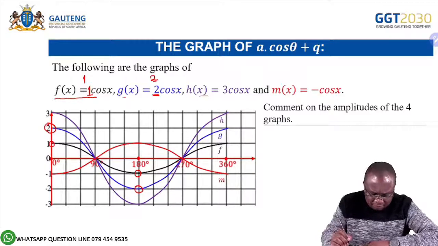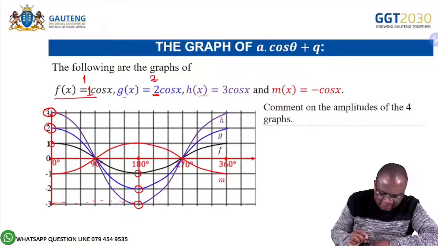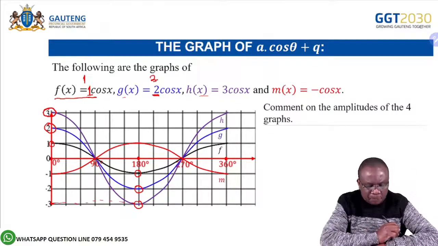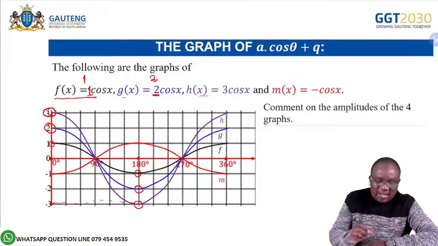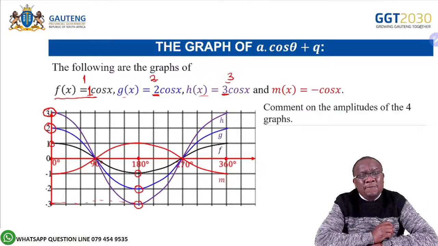Let's go to the purple graph, which is h of x. The maximum is 3. The minimum is -3. Do you see that I'm reading from here? You see that this is our -3. So the minimum is -3. What is 3 minus -3? 3 minus -3 is like 3 plus 3, isn't it? And then 3 plus 3 is 6. 6 divided by 2 is 3. So the amplitude is 3. And it's also the same there as the coefficient of cos x. Do you see that as the A?